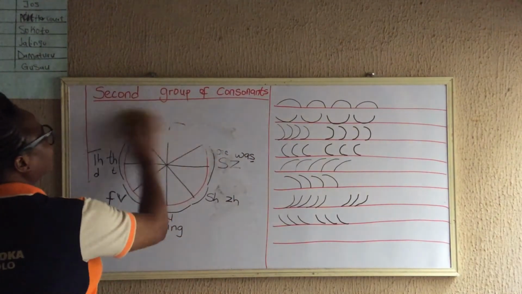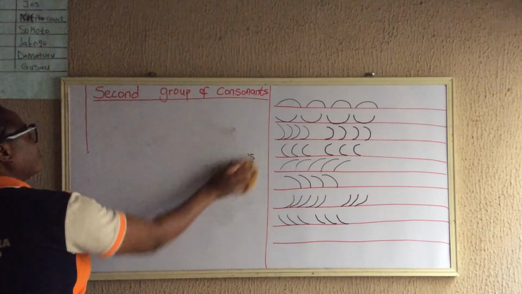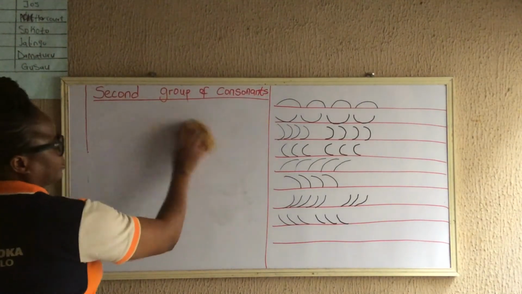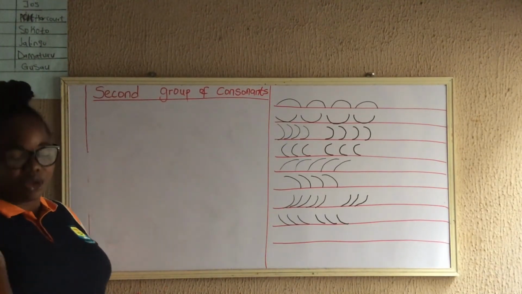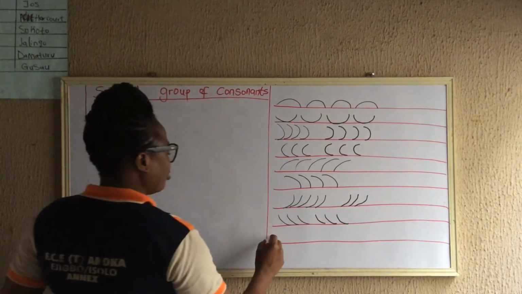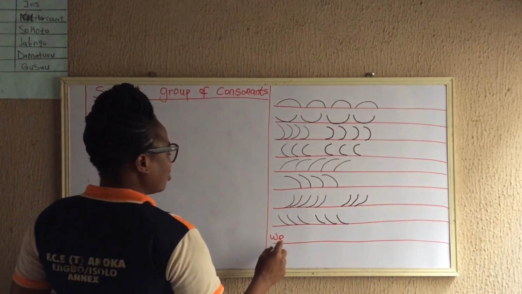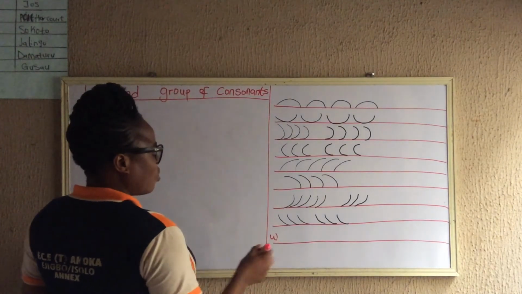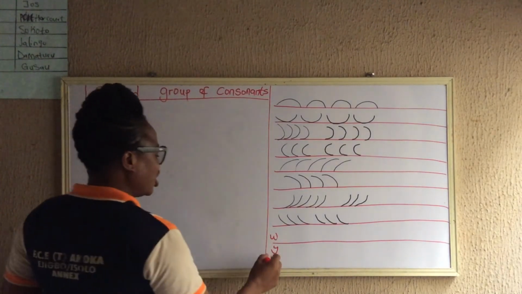I'm going to clean this. Okay, your special consonant is your W, the W as in way, and then your Y, remain 1, H.